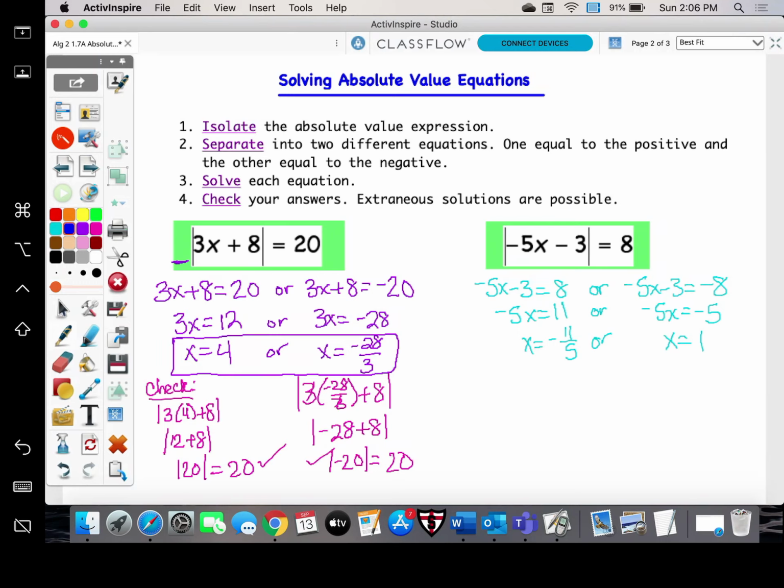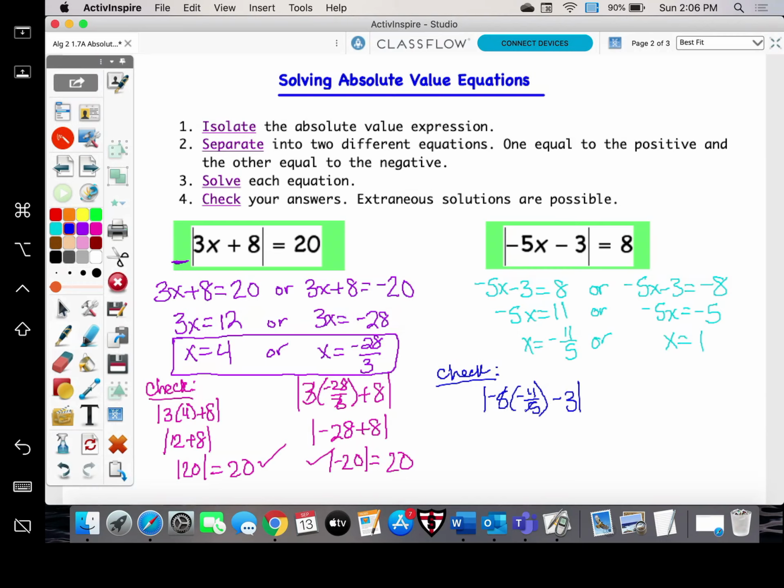And we want to check that real quick. Some of you might be able to check easily in your head. Writing it down is never a bad idea. So either way, if you box in an extraneous solution, I'm going to know that you didn't check your work. So here we plug in our negative 11 fifths, negative 5 cancel.